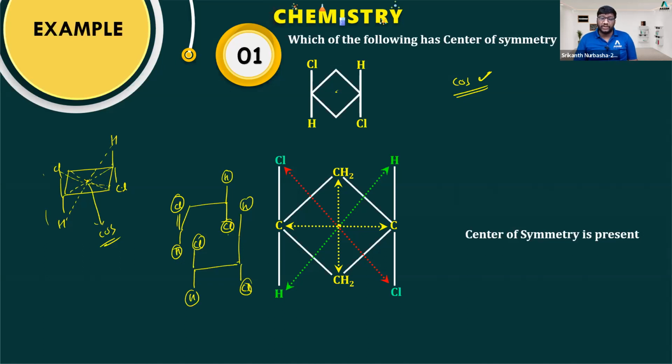Is that clear now, students? Whatever groups we have, we are breaking into two halves, like two halves of the hydrogen atom I have considered. So these two hydrogens are matching. These two chlorines are also matching. Both are down. These two chlorines are matching. These two hydrogens are matching. These two carbons are also matching. So I have a plane like this. That is nothing but your plane of symmetry. Got it, right? Very good.